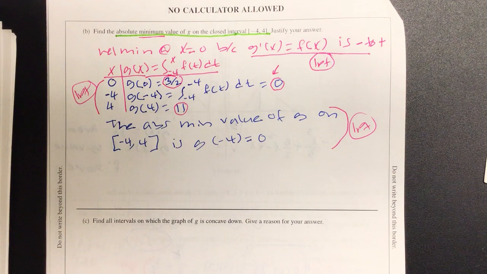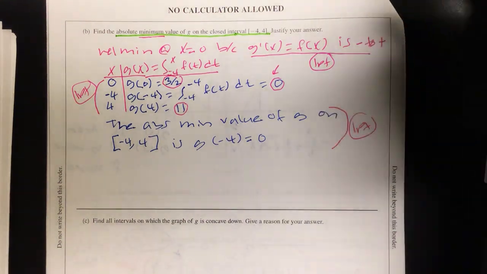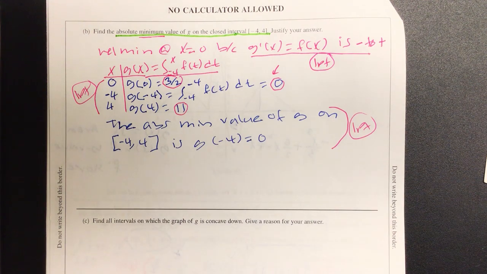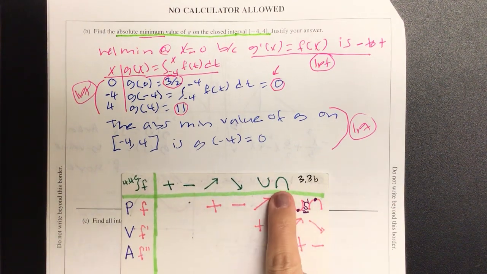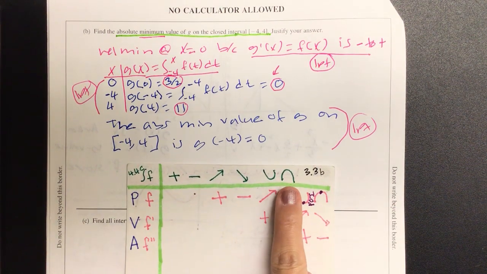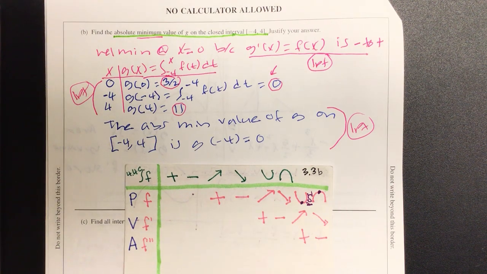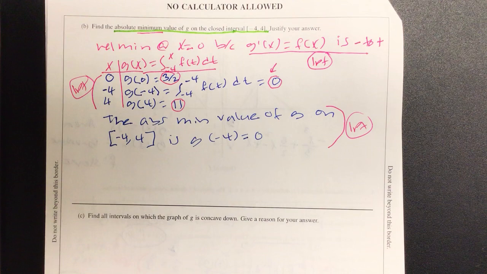All right, let's move on to part C. Danielle, let's read. Find all intervals on which the graph of g is concave down. Give a reason for your answer. Okay, so let's see. Concave down. It is concave down when f is decreasing. So let's go ahead and find the locations where it is decreasing.